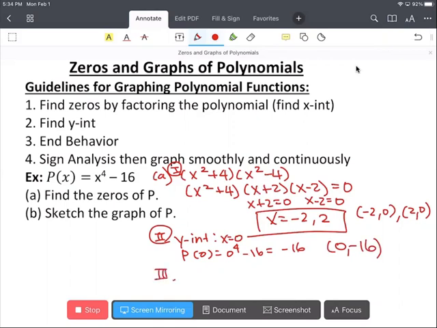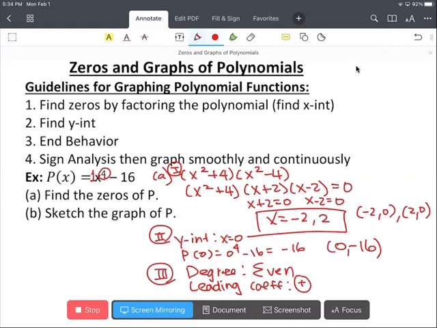Third step, find the end behavior. Since our degree is even, which is 4, and our leading coefficient is +1, a positive value, we know that as x approaches infinity, y approaches infinity. As x approaches -infinity, y approaches positive infinity.